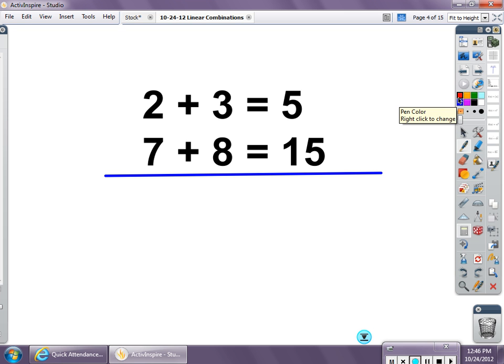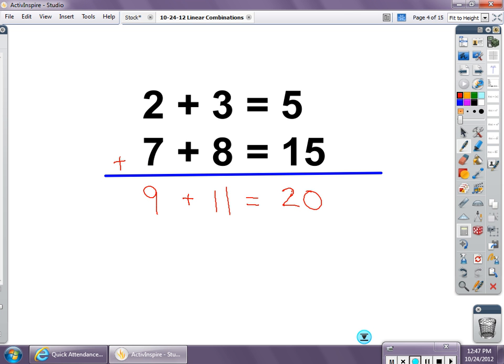Here we go. So 2 plus 3 is 5. I think you'd all agree to that. 7 plus 8 is 15. We have two true statements. We're going to add them up, but we're going to add this way. So we're going to go 2 plus 7 is 9. 8 plus 3 is 11. And notice I'm bringing down my plus sign. I'm bringing down my equal sign. 5 plus 15 is 20. All right. Is this a true statement? 9 plus 11 equals 20. Yes, I still have a true statement.